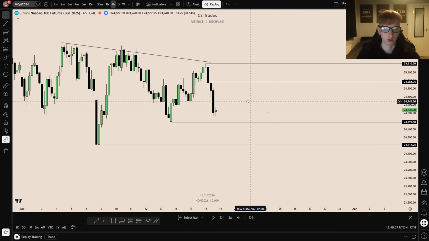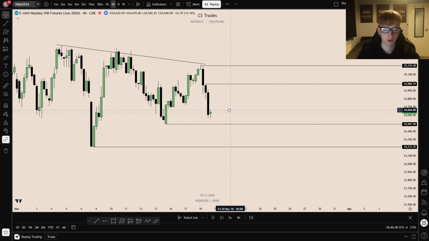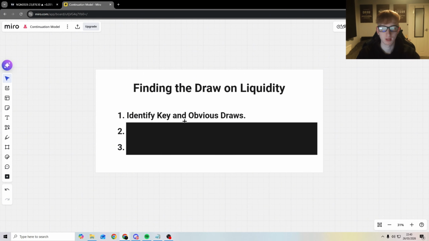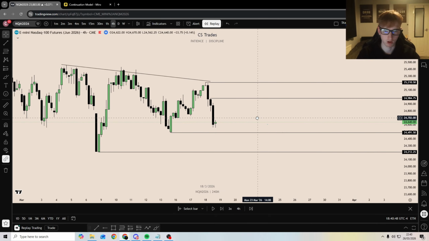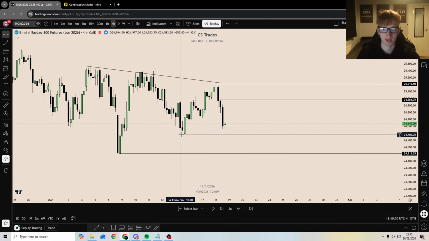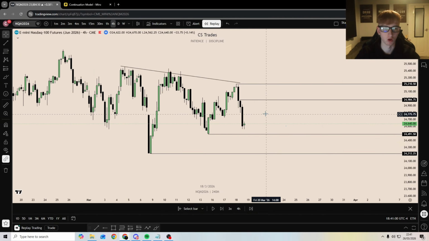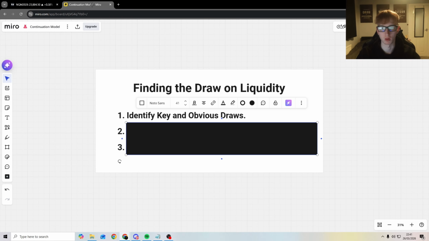So now what are we going to look at? Sorry, let's go back. So now we've identified step 1. Key and obvious draws, right? We've got all of them marked out on the chart. That did not take long at all. Obviously, if we had equal lows, you will know all the key draws on liquidity. So equal lows, equal highs, unmitigated fair value gaps, trend line liquidity, and obvious swing highs and lows are the key levels that you want to be looking for.